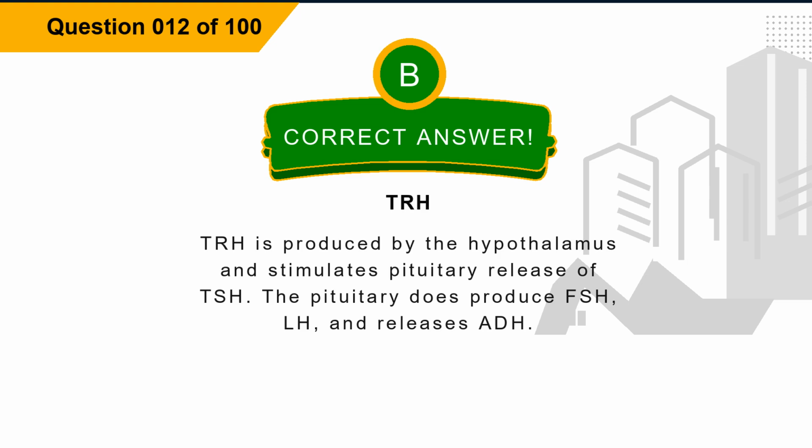Explanation. TRH is produced by the hypothalamus and stimulates pituitary release of TSH. The pituitary does produce FSH, LH, and releases ADH.